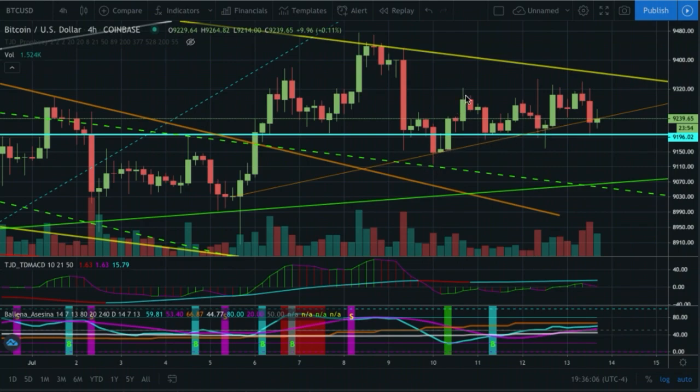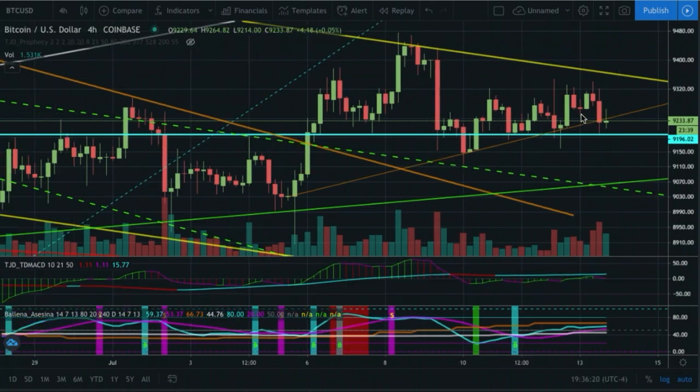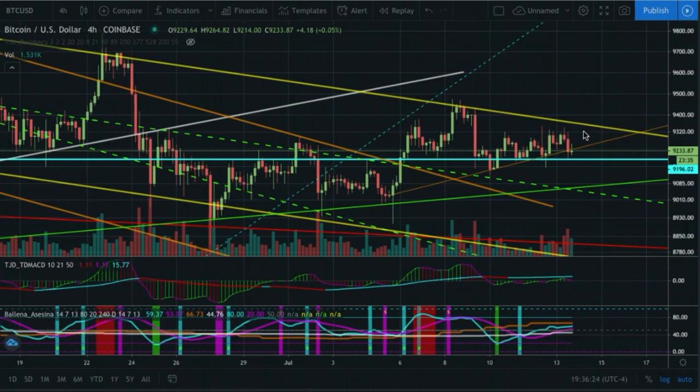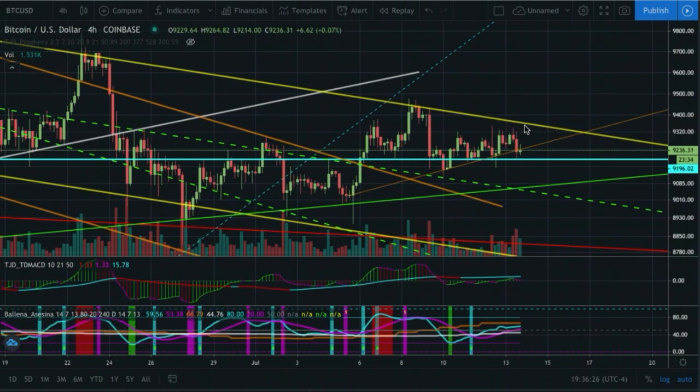We were able to find support, get back above the horizontal, found support on it again, found support on it again, and we're putting in sequential higher lows, but just couldn't find any kind of strength on the way up here, and finally got back up to the top trend line of the yellow channel and got pushed back down.